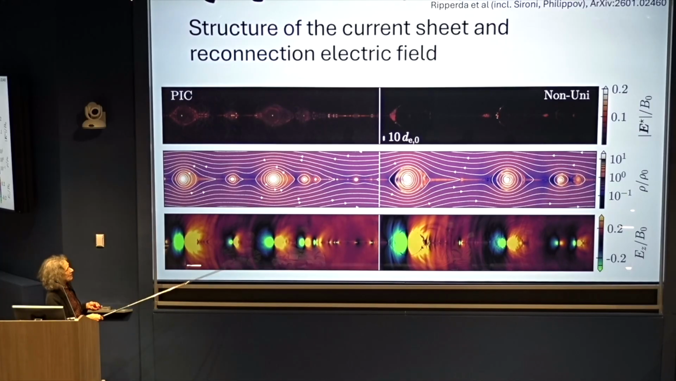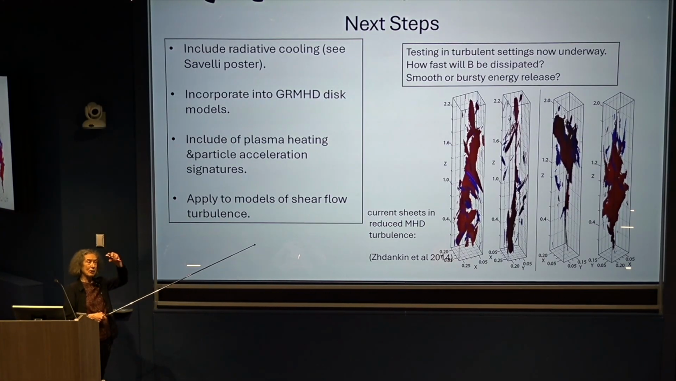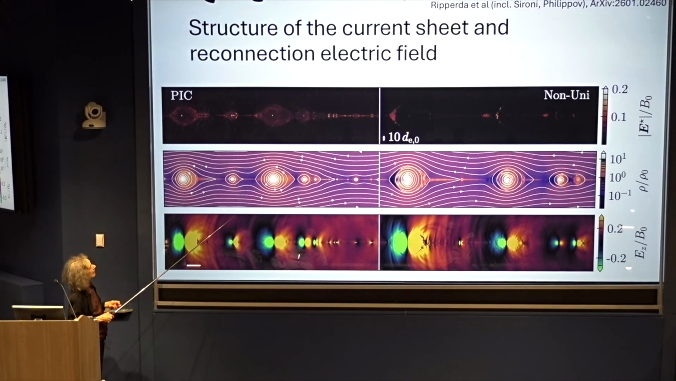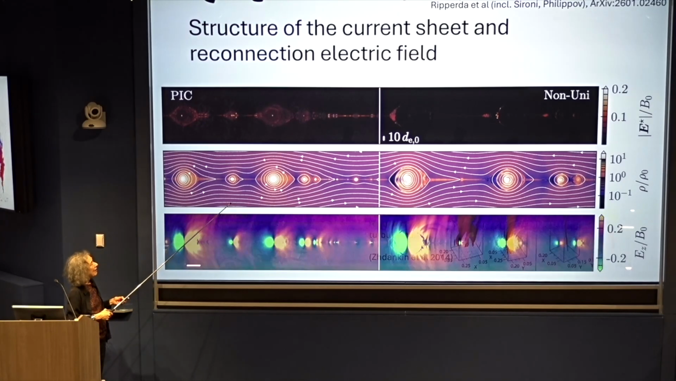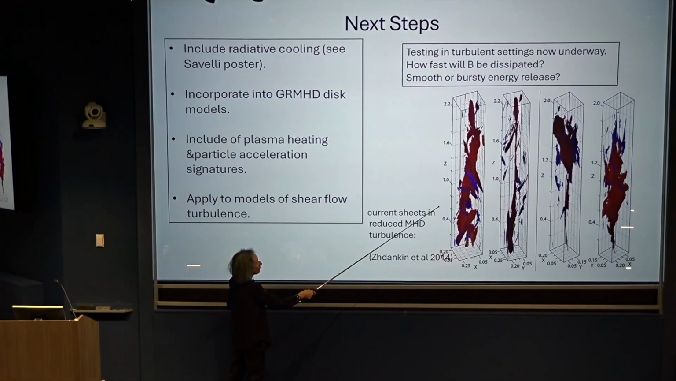I think these images were shown before. So what would be the next steps in something like this? It's been tried in relatively clean tests, the so-called Harris sheet. That was what you saw a moment ago. It's also been tried for balding black holes, simple situations. What happens if you have a turbulent medium where conceivably you have lots of X points? How well will it work?